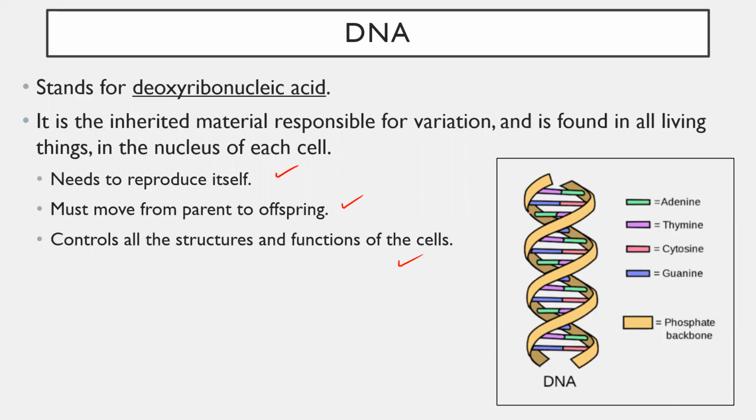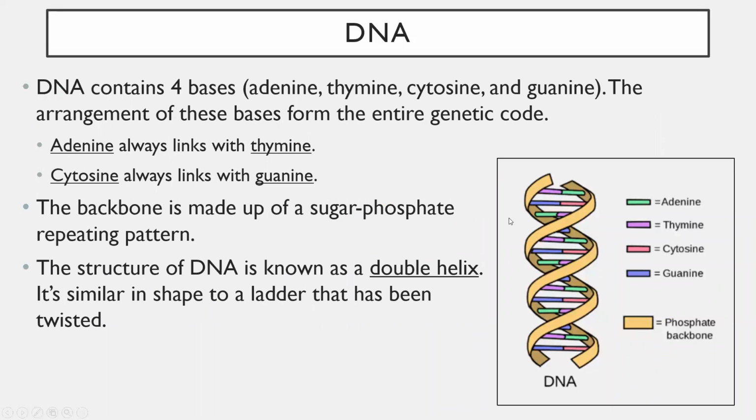But you notice that DNA is like a spirally strand that has a bunch of links that connect each of those strands together. So DNA contains 4 bases. That's what those links are. They're adenine, thymine, cytosine, and guanine. The arrangement of these bases form the entire genetic code. So in other words, the order at which these bases are linked up forms a code that more or less determines how that organism is going to appear, how they're going to act, and any of the features that exist within that species. Now, adenine will always link with thymine, and cytosine will always link with guanine.